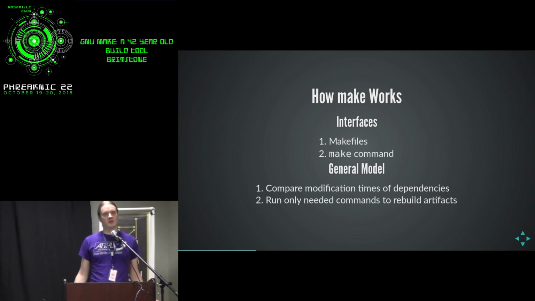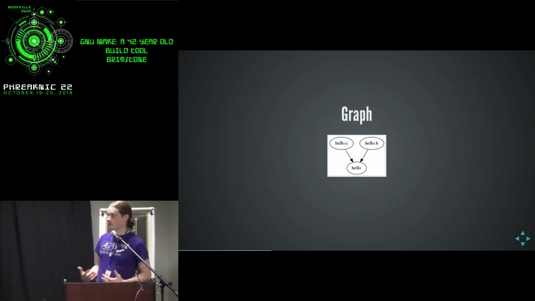This can be described as building a dependency graph. It builds a graph of the dependencies and only rebuilds what it needs to and what has changed. How that looks visually, because I'm more visual, is that if you have a hello.c file and a hello.h file, both of them are needed in order to produce this hello binary. So if either of them changes, it reproduces it.